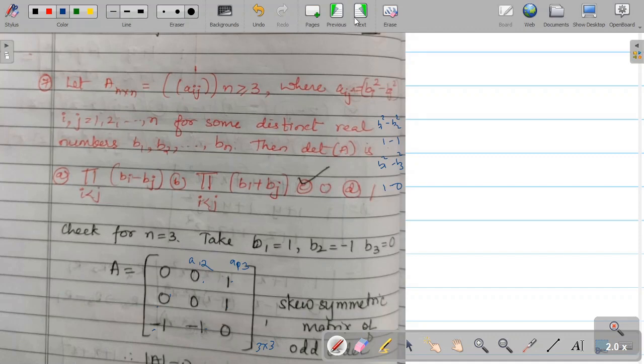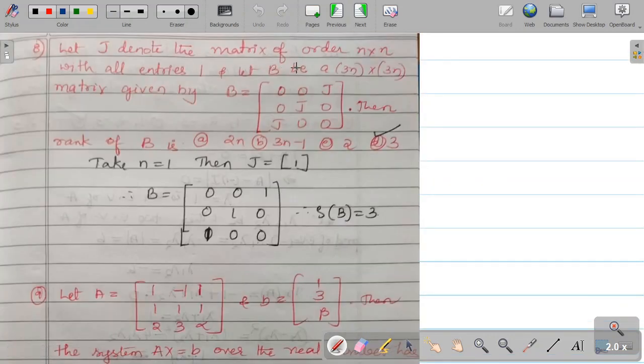That is the answer. Eighth question, let J denote the matrix of order n by n with all entries 1 and let B be a 3n by 3n matrix given by B equal to this matrix. Then the rank of B is... there are 4 options given.